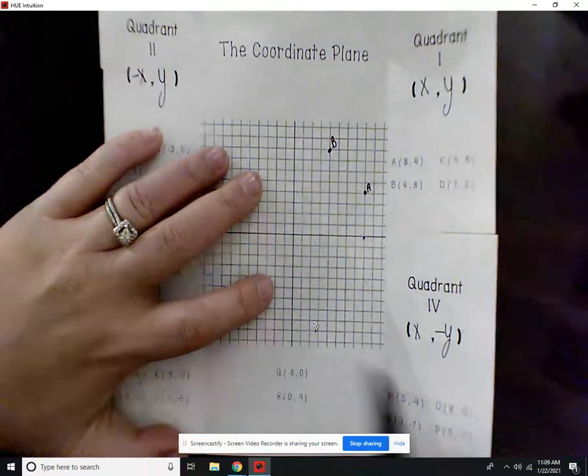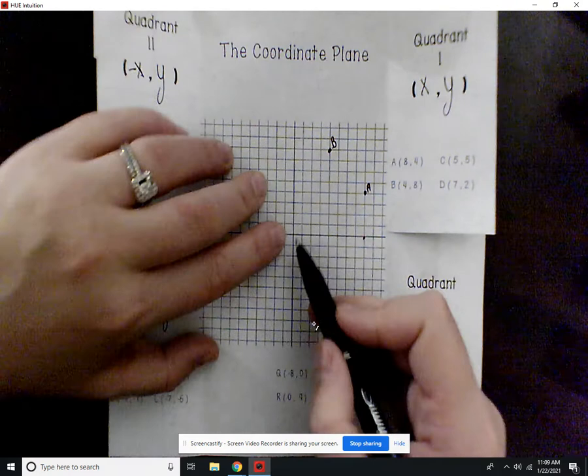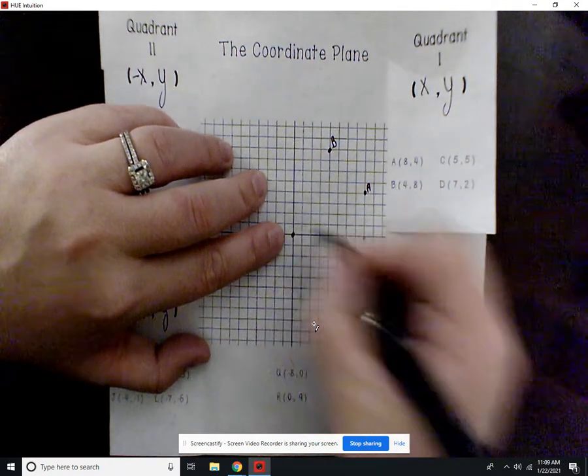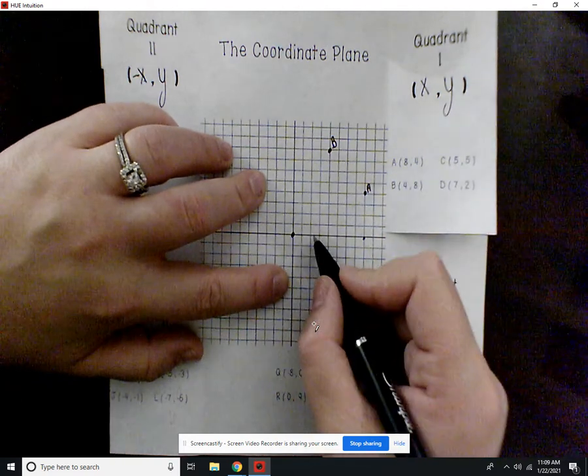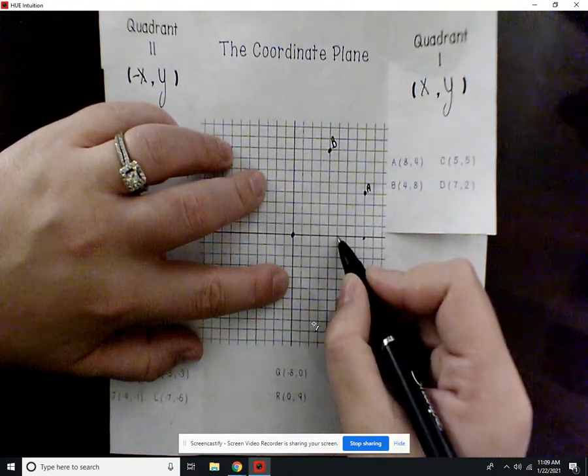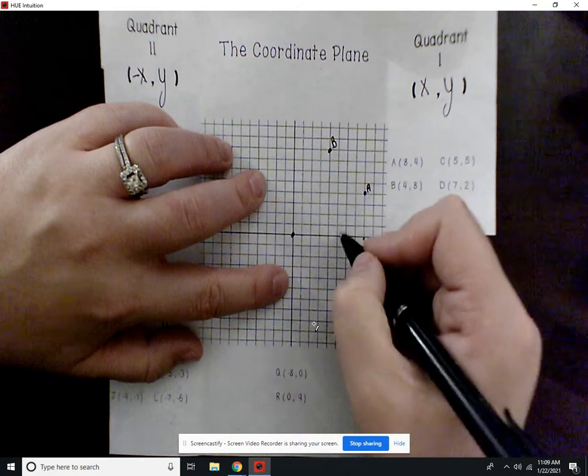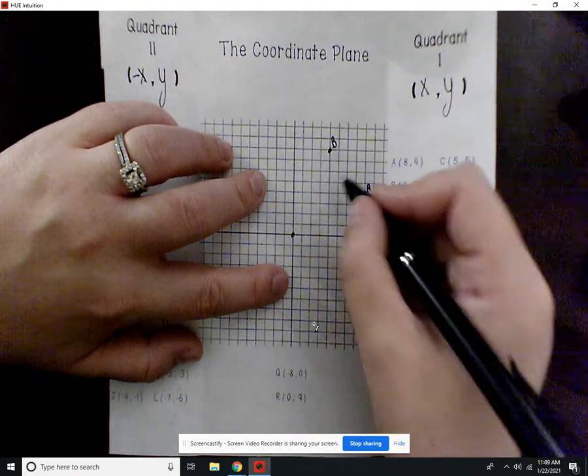All right, letter C, positive 5, positive 5. Again, start in the center and put a dot at the center. We're going to go right 5 because it's positive: 1, 2, 3, 4, 5. And then we're going to go up 5 spaces: 1, 2, 3, 4, 5.